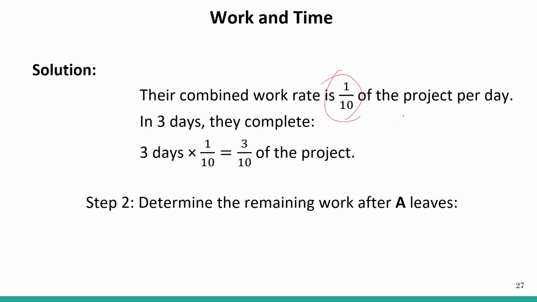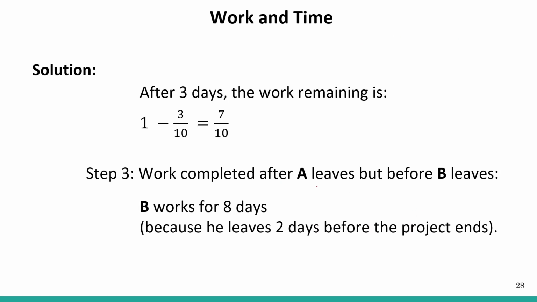This much of the project per day. A's work rate is 1 by X, for B it is 1 by Y, and for C it is 1 by Z, and this is equal to 1 by 10, right? So in 3 days they complete 3 by 10 of the project. To determine the remaining work after A leaves, after 3 days the work remaining is 1 minus 3 by 10, which is 7 by 10.